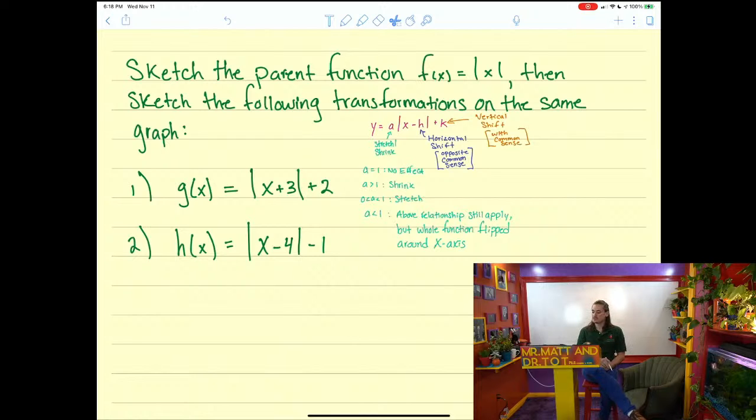So I'm going to give you 3 minutes. I'd like you to look at 1 and 2. After the 3 minutes, I'm going to solve 1 and then give you a little bit of extra time to look at 2 again.